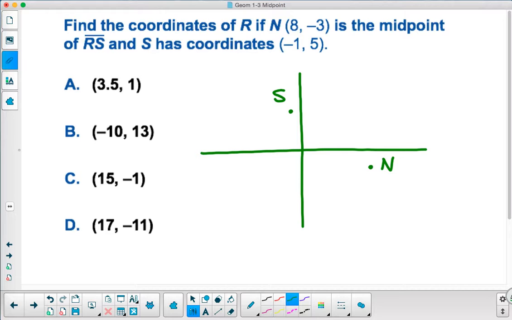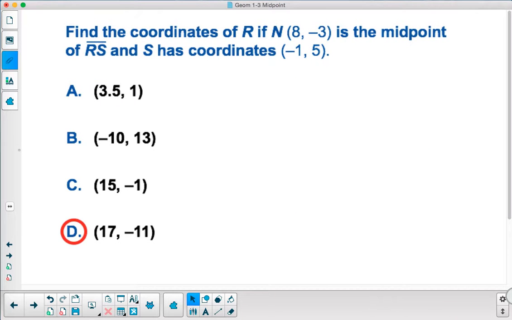Okay, now let's read it again. N is the midpoint of RS. So if S is there and N's the midpoint, R is going to have to be out here somewhere. It has to be the same distance, though. So looking at the answers, I don't think that it could be B or A. It's probably either C or D. Looking where it's at, I'm thinking D seems the most logical. So can we calculate and come up with those two numbers? We should be able to. Let's verify that that was the right answer.